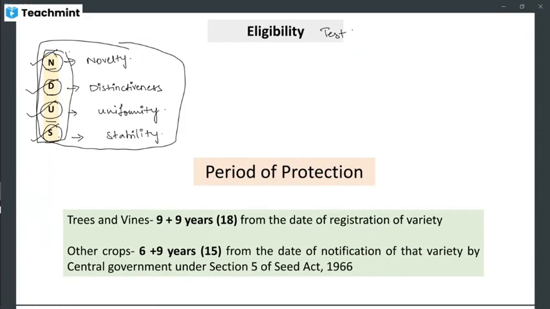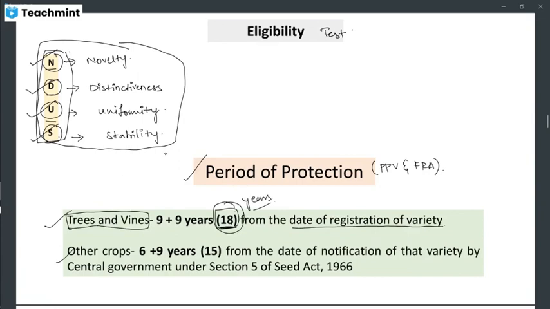Let us assume that a variety has passed this test, that is the eligibility criteria. For how many years can the variety be protected? Coming to the period of protection in the PPV FRA, it is divided into two categories. One is for trees and vines, where a protection period of 18 years is given from the date of registration of that variety in the PPV FRA. So in case of trees and vines, it is 18 years from the date of registration of the variety.